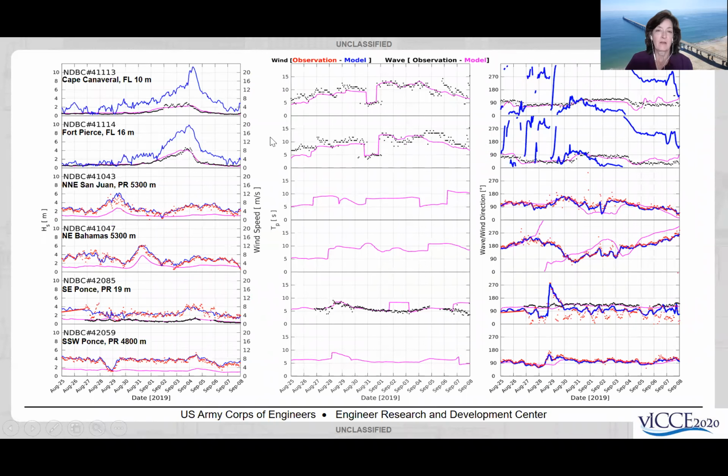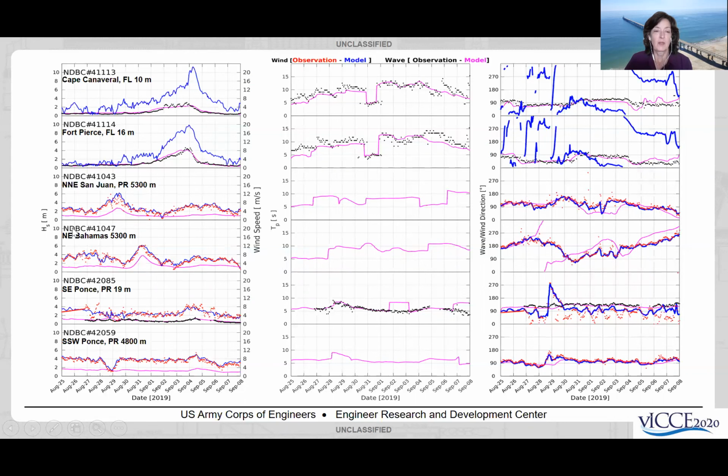The left panel is the wind speed and the wave height. Wind speed on the left, wave height on the right side. The blue is the modeled winds, the red is the observed, the pink is the modeled wave heights, the black is the observed. We start from the south and move towards the north. The center panel shows peak wave period, and the right panel shows both the wind and the wave directions.